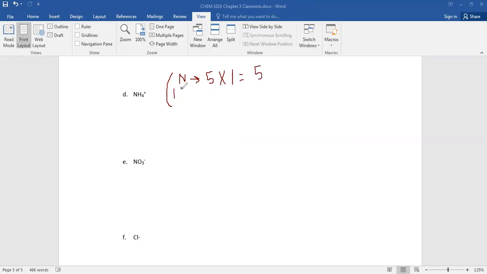And then you've got hydrogen. It's in group 1, so it has 1 valence electron, and there are 4 of them in the formula. Add 5 plus 4, you get 9. But then you've got to subtract 1 for the 1 electron lost due to that +1 charge. So 9 minus 1 is 8. So you've got 8 valence electrons.